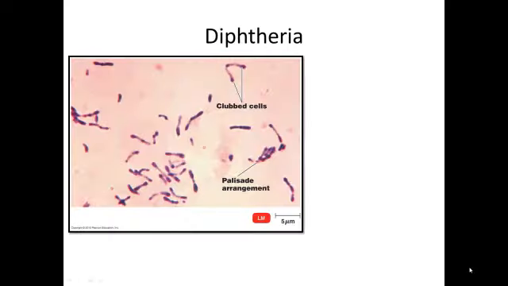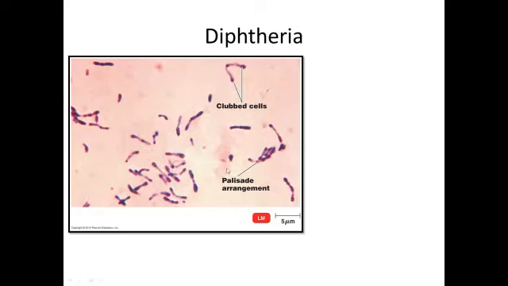On to diphtheria. Diphtheria is caused by gram-positive rods. You can see from the picture here that they're gram-positive. They're rods most of the time. We call them pleomorphic because if you look, you can see they've got swelling on the end.